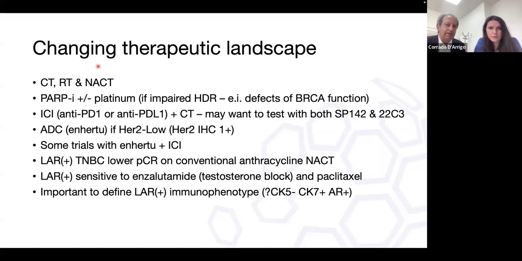I think this is a slide that says that the therapeutic landscape for triple negative breast cancer is changing. PARP inhibitors are used more. Obviously, there needs to be some defect of homologous DNA recombination. Remember now, all the youngish women with triple negative breast cancer are tested for BRCA, and if they are BRCA mutated, not quite silenced, methylated, but there is BRCA mutation, then the platinums and PARP inhibitors are the treatment of choice.